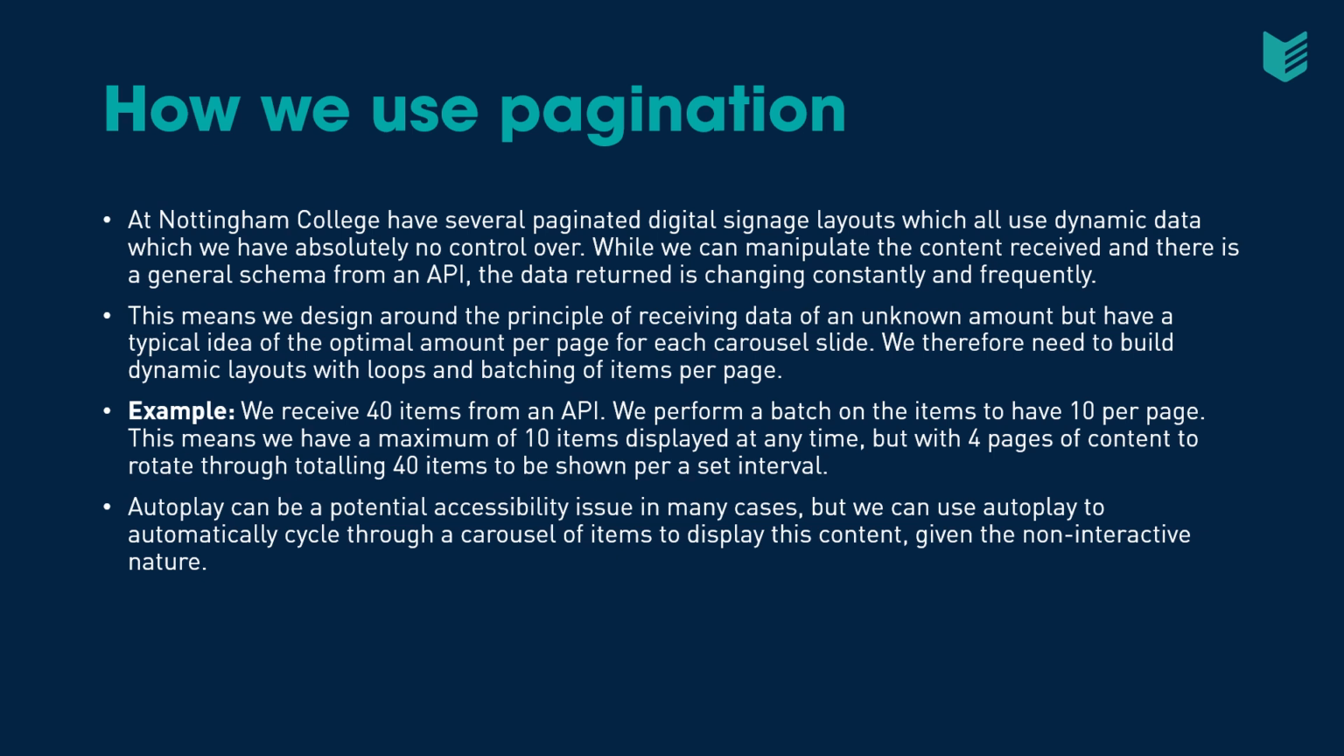So one of the things in the web world is that autoplaying content is actually an accessibility issue. Normally you wouldn't advocate for autoplay content because it's usually going to put you in a bit of hot water with the Web Content Accessibility Guidelines. However, because this is digital signage, we can leverage autoplay to automatically cycle through those 4 pages of carousel items without any interaction whatsoever. So no one has to do anything, no one has to click anything, it's automatic.